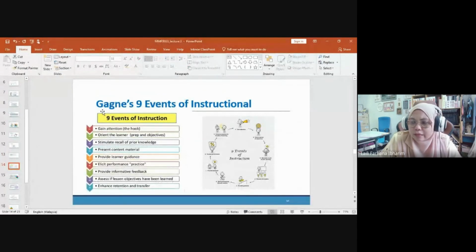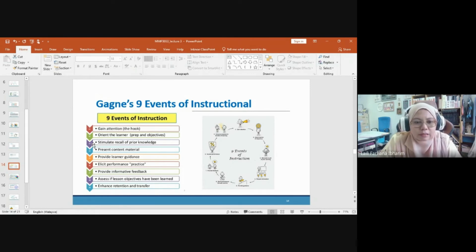Okay, we can see here, the events are structured, first to get the attention from our learners. So maybe to get the attention, we show them a video, or we do a quick question and answer session and so on. And then we will orient the learners with the objectives. So here the teacher will clearly explain to the learners what the objective of the topic for today is, for example.